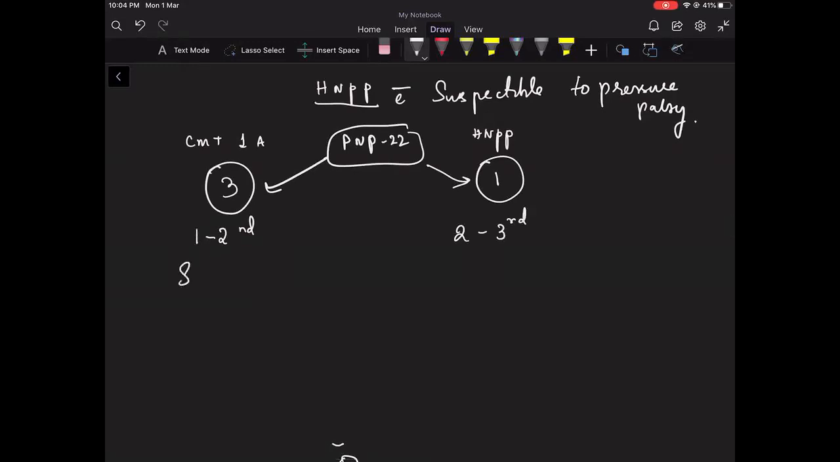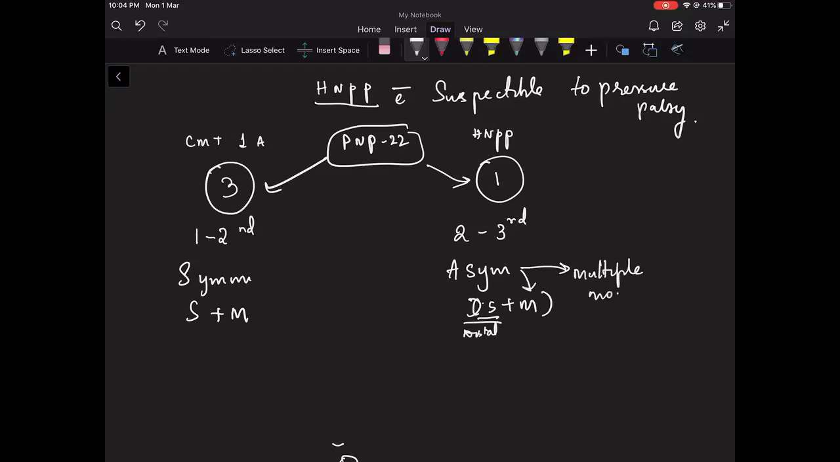So there is symmetrical sensory plus motor involvement. But here it is asymmetrical sensory plus motor involvement, and the sensory involvement will be predominantly distal. And sometimes the asymmetry can also present as multiple mononeuropathy, that is mononeuritis multiplex, like a presentation.